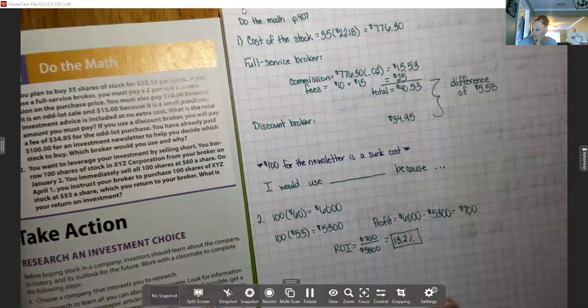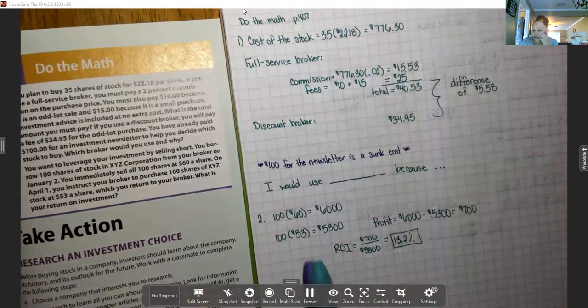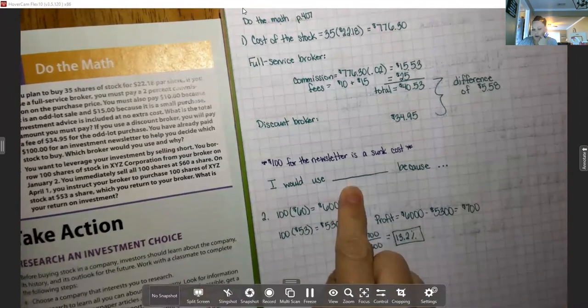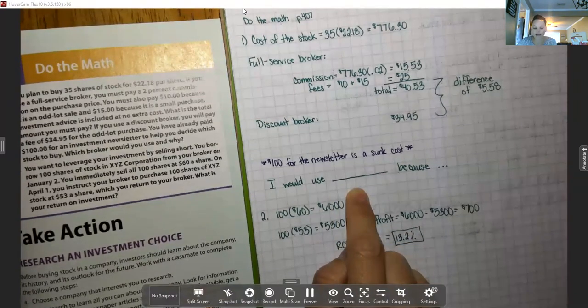So that's it on that problem. So what you need to do, this is due tomorrow before class starts. Only thing you have left to do is this problem. So answer this and then just go ahead and get it submitted.